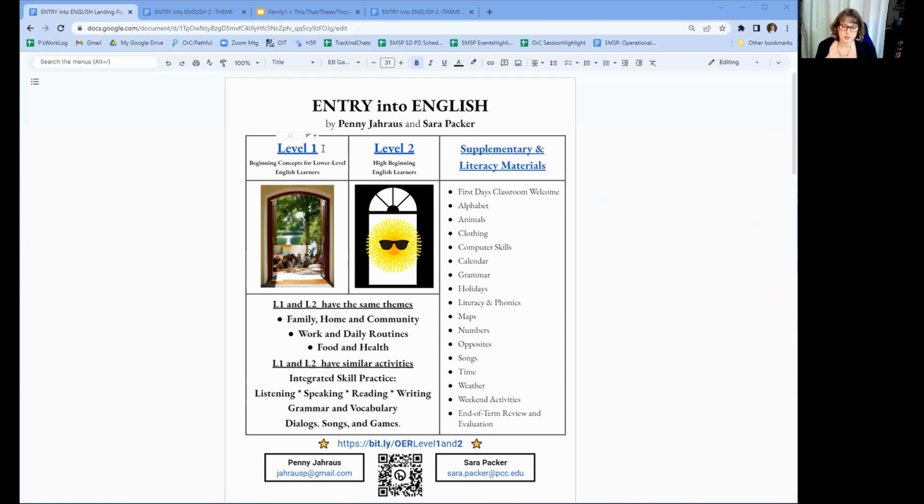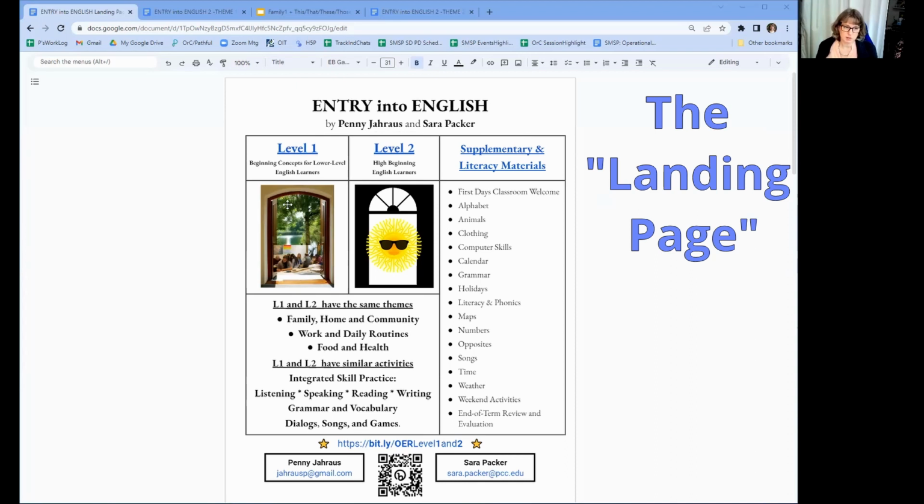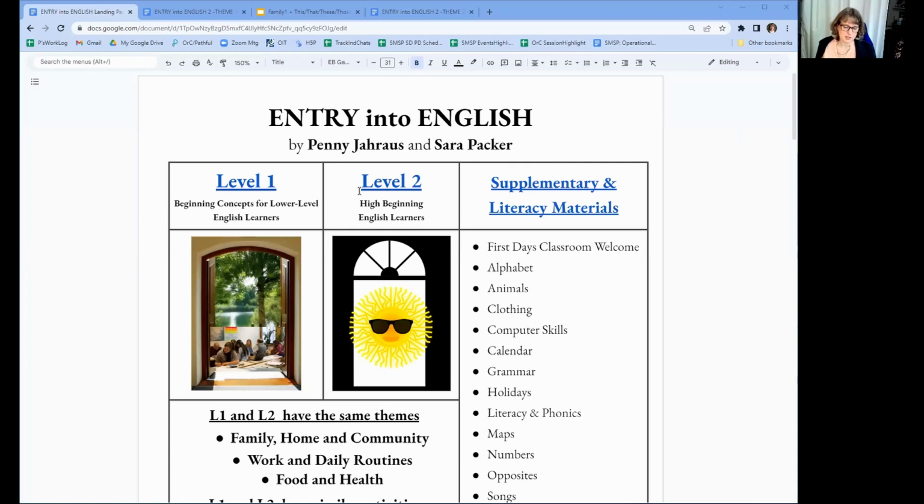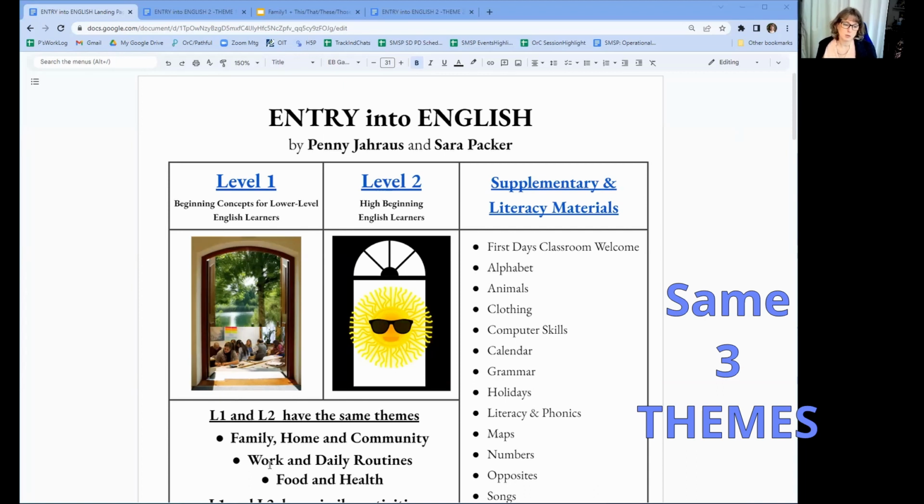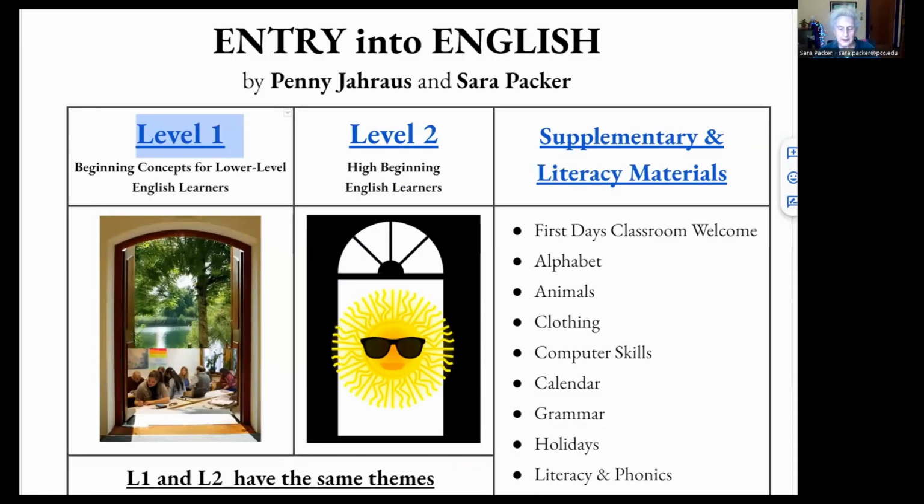Level 1 is for students with no or low English proficiency, and it continues through high beginning or level 2. And this is the landing page with access to all parts of our curriculum. Both level 1 and 2 focus on the same 3 themes: family, home, and community, work and daily routines, food, and health. This curriculum helps you navigate between the 2 levels of materials with the same theme to find the appropriate level of challenge that allows your students to grow.